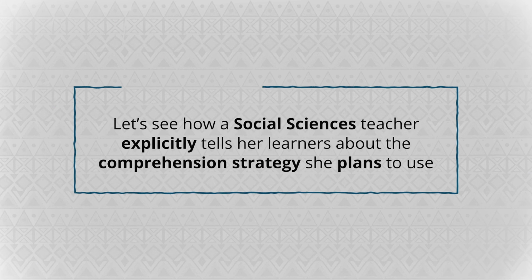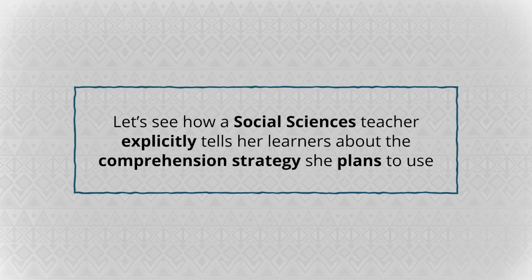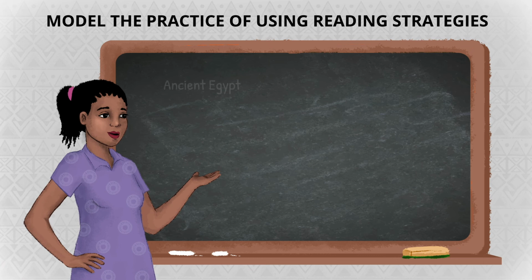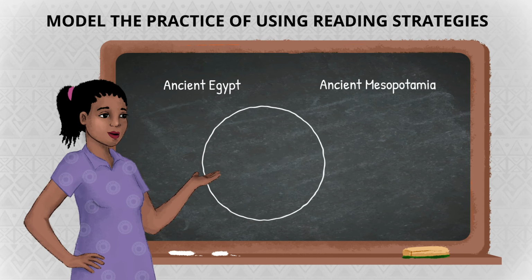Let's see how a social sciences teacher explicitly tells her learners about the comprehension strategy she plans to use. Today, we will make connections between two texts. This will help us compare and contrast ancient Egypt to ancient Mesopotamia.